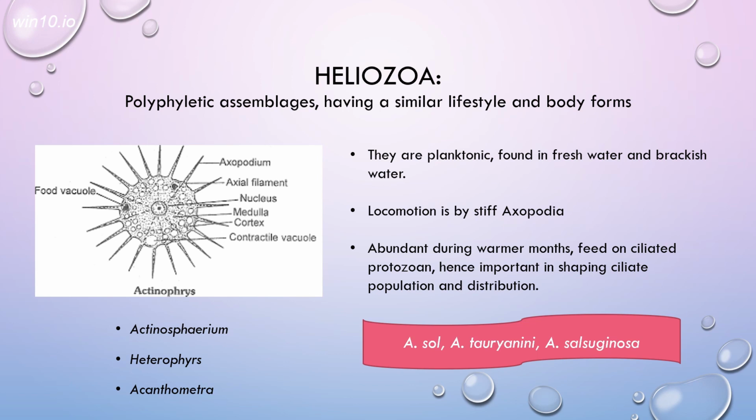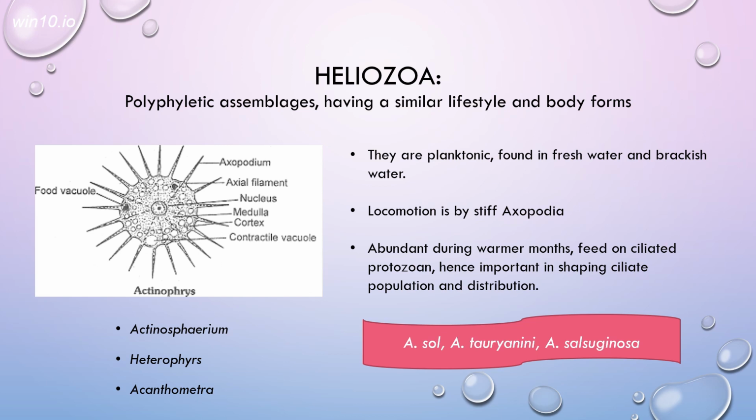So for today I have enlisted three groups: Heliozoa, Dinoflagellata, and the Euglenids. Coming to the Heliozoa, they are also polyphyletic assemblages, meaning they did not originate from one single ancestor. They have many ancestors, which means many different types exist. However, they have a similar lifestyle and body form.